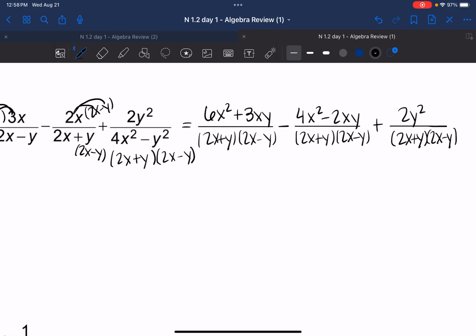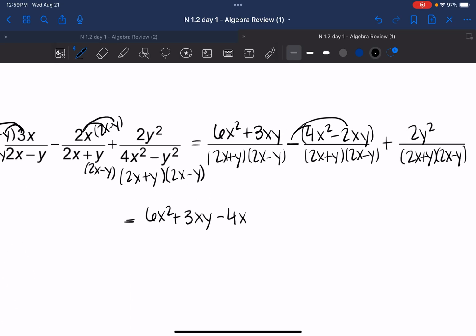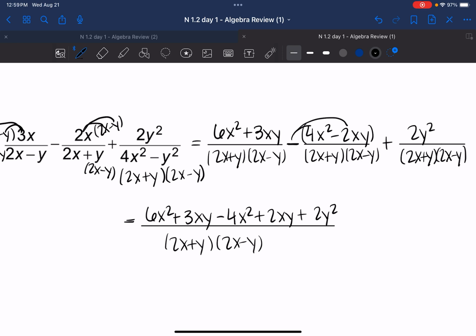And now that we have that common denominator, we can go ahead and add and subtract. So we're going to have 6x squared plus 3xy. Again, whenever I subtract, make sure I remember to subtract both of these pieces. So it would be minus 4x squared plus 2xy, since that 2xy was already negative, plus that 2y squared in our last term, all over that common denominator of 2x plus y times 2x minus y.